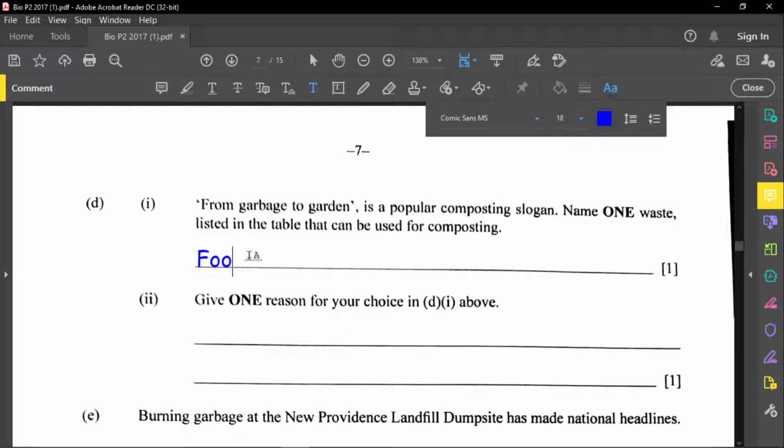So food scrap is an excellent choice. Yard trimmings is also good, but it says list one, so I must give you all of them, and you can decide what you want if you should see a question like this. And wood. So those are the possible choices. Then it says give one reason for your choice in D1 above. So why would you choose any of these? Simply because these substances listed above are biodegradable.